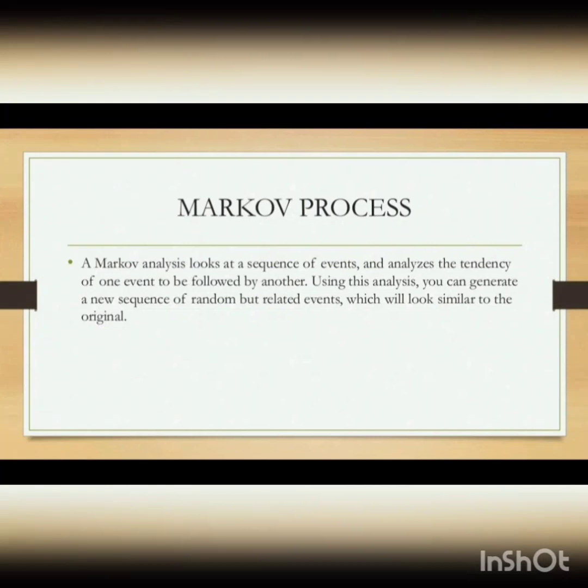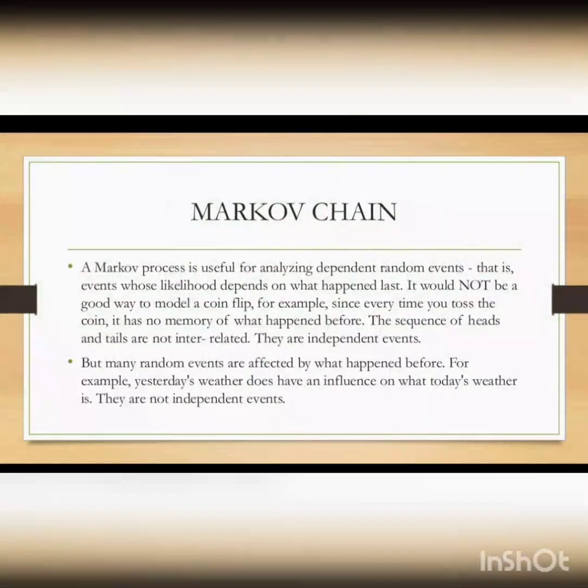Markov process. A Markov analysis looks at a sequence of events and analyzes the tendency of one event to be followed by another. Using this analysis, you can generate a new sequence of random but related events which will look similar to the original. Markov process is useful for analyzing dependent random events, that is, events whose likelihood depends on what happened last. It would not be a good way to model a coin flip.